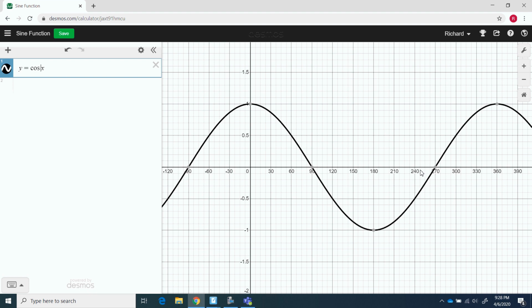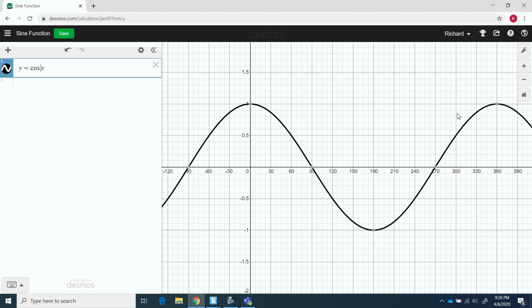So that is what a sine wave and a cosine function look like. Now, I know this is y equals cosine of x. It is still referred to as a sinusoidal relation. So both sine and cosine are what we're going to refer to as sinusoidal relations.